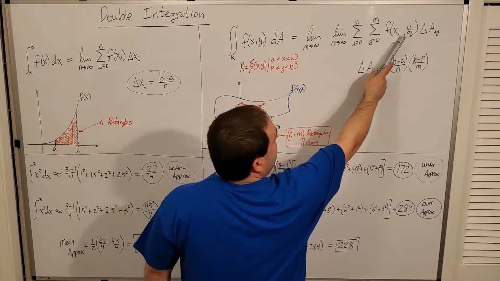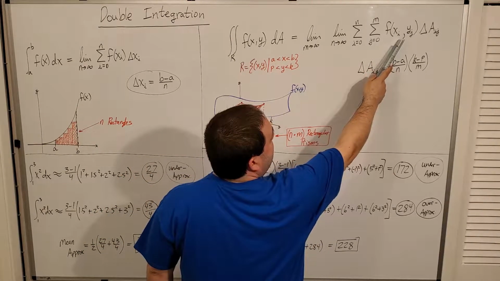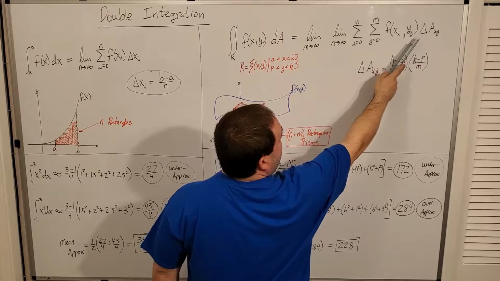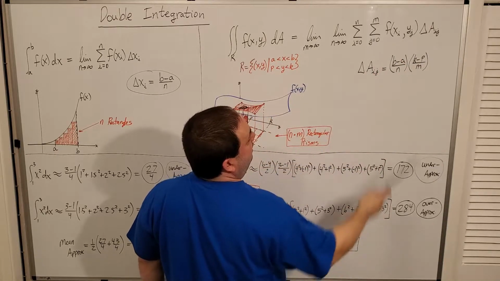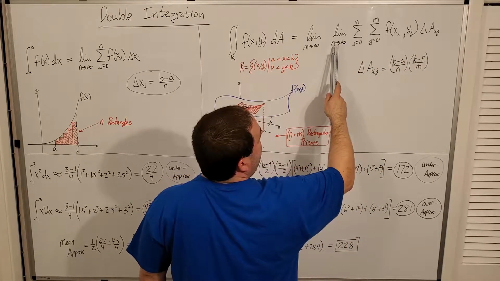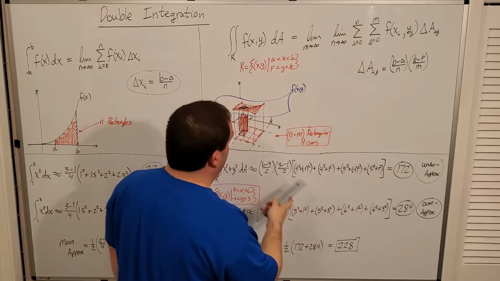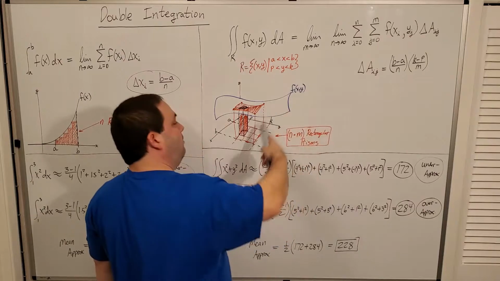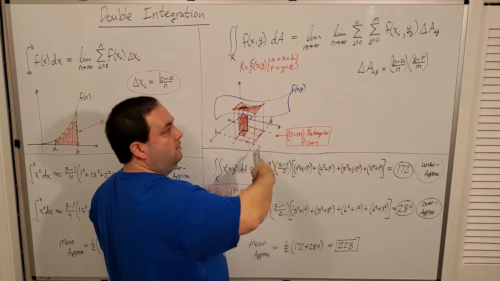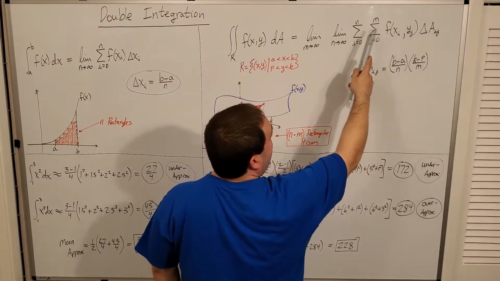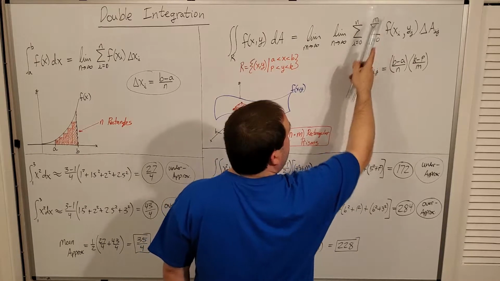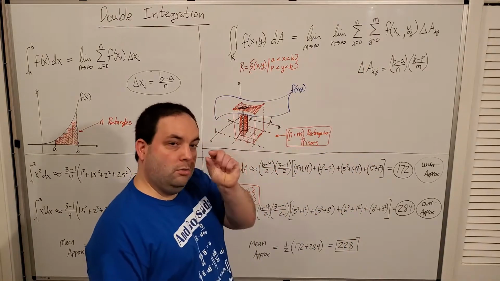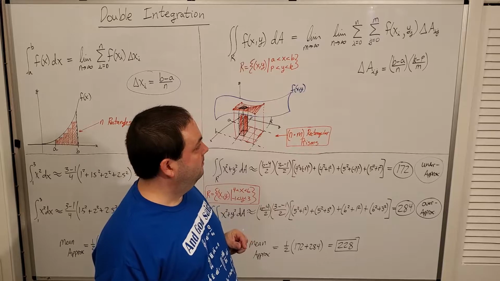The i dimension, as you can see, is related to x. The j dimension is related to the y direction. So the n is going to be the number of rectangles, the number of slices for the x. And m is going to be the number of slices for y. And as you would expect, the larger I let these numbers be, the smaller the slices get.